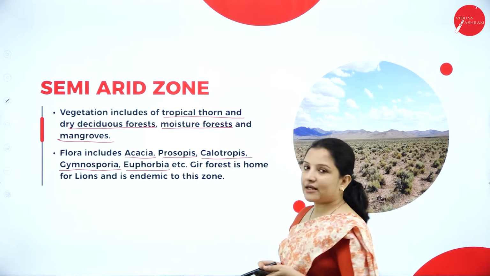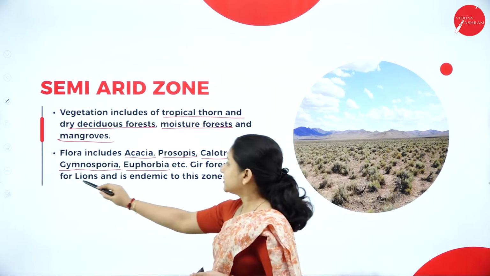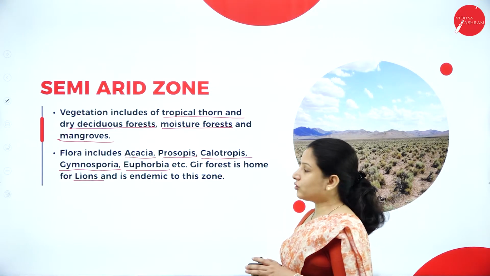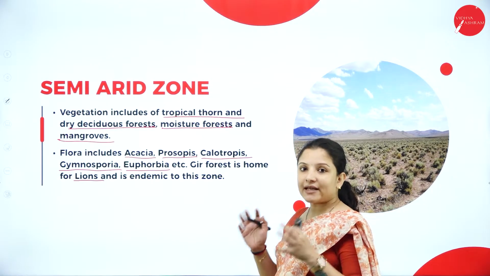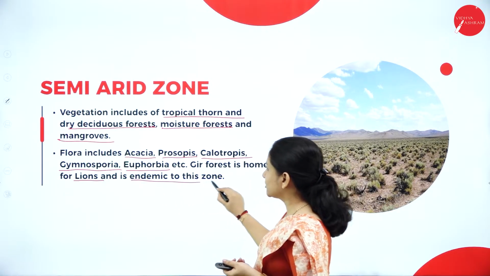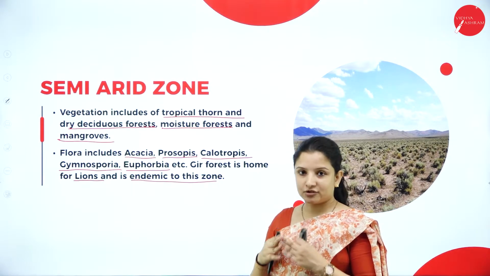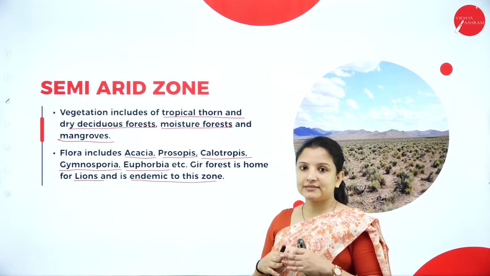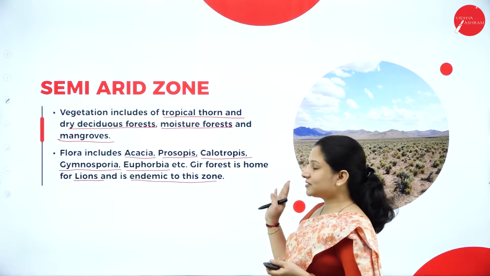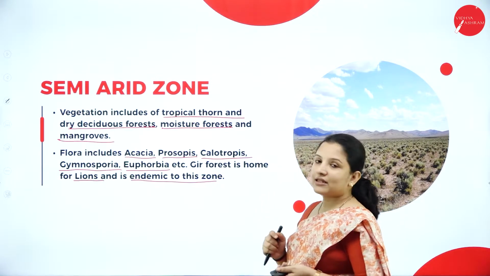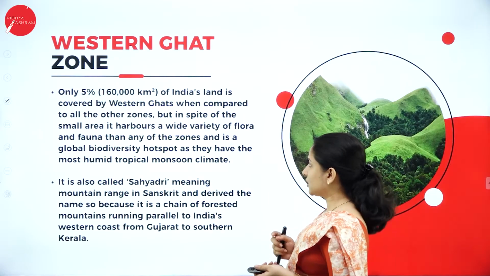And the Gir forest, that is there in Gujarat, is a home for lions. So the lion population is found only in the Gir forest, and it is endemic. Endemic means the lion is found only in the Gir forest, that is in the semi-arid zones, but nowhere else in the country. That means it is endemic only to the Gir forest, which has a semi-arid climatic condition.